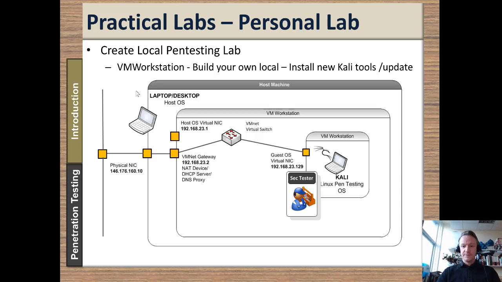Your very own virtual pen testing lab. Very basic pen testing lab, because you only have a pen testing distro. So this is the Kali Linux pen testing distro running inside VMware Workstation. This is a virtual machine running inside VMware Workstation, a virtualization software on your host machine, whatever that machine may be. And this is how it will be connected by default.